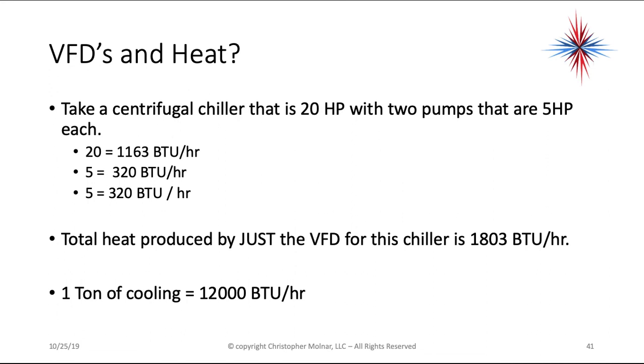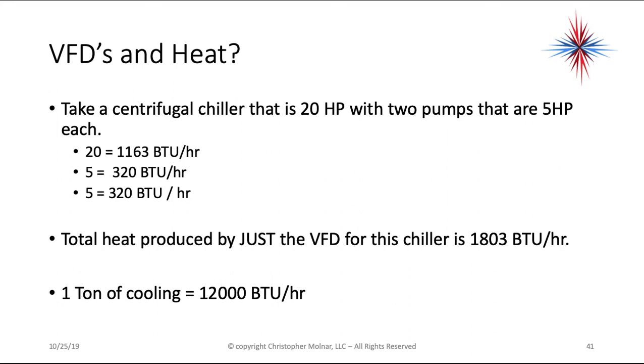So if we take a centrifugal chiller, for example, that's 20 horsepower with 2 pumps that are 5 horsepower each, okay, we add up the 1163, 320, 320. So the total heat produced by just the VFD for this chiller is 1803 BTUs per hour. Now, to put that into perspective, 1 ton of cooling is 1200 BTUs per hour.